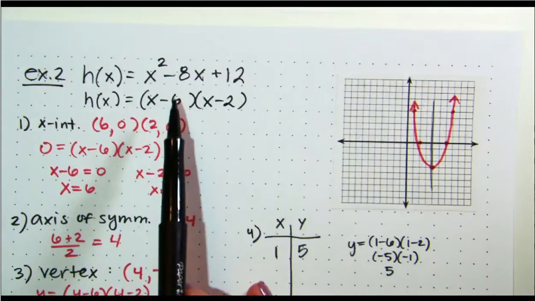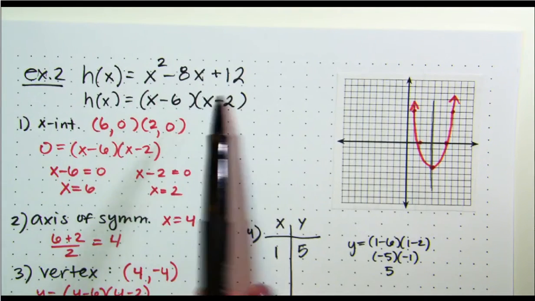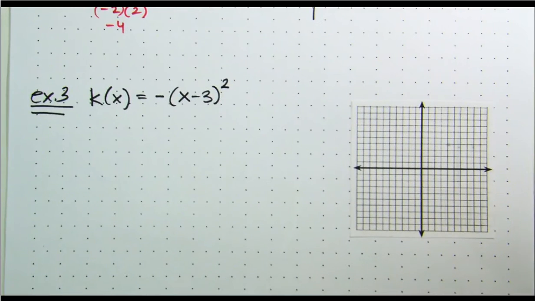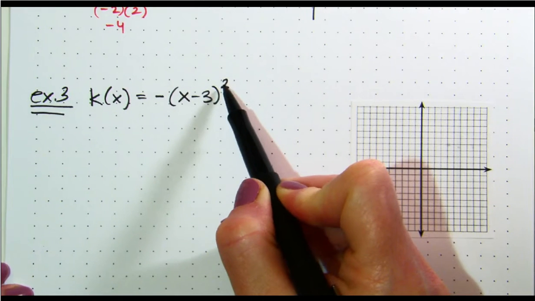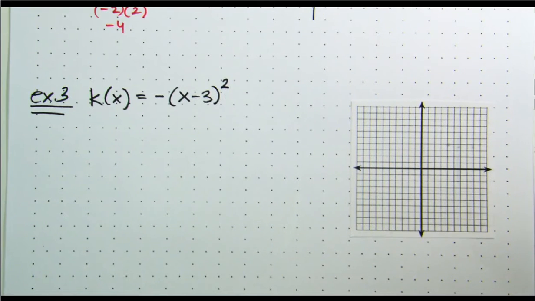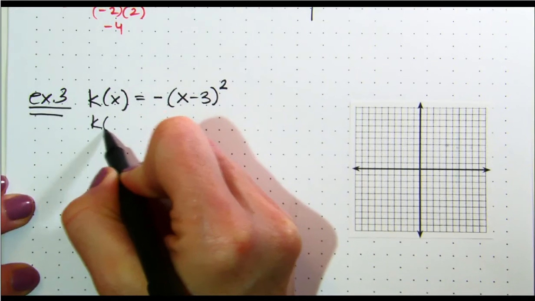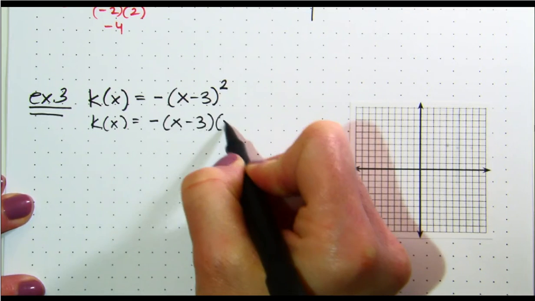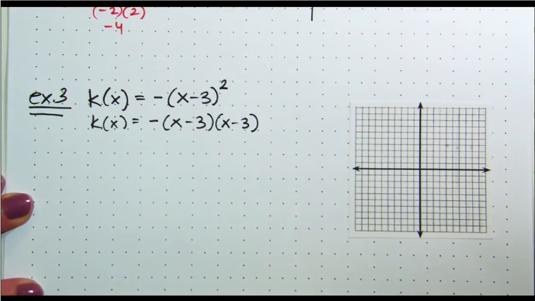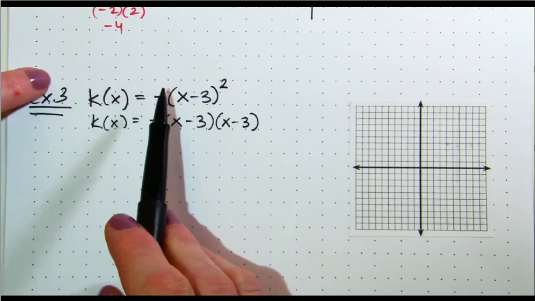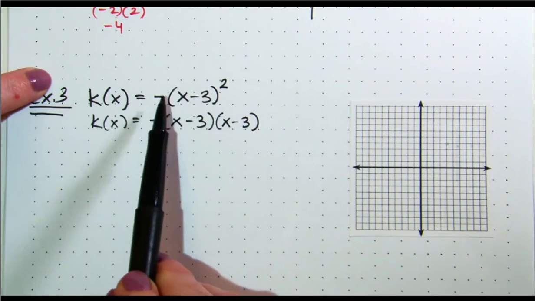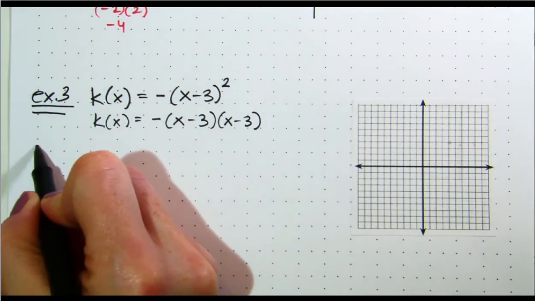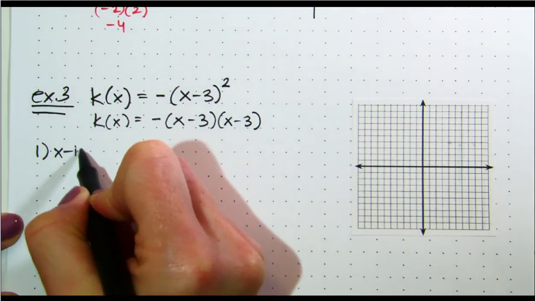You've been seeing two binomials, right? And we don't have that here on first glance, but we actually do, because anytime I have something squared, that means it's multiplied by itself. So what I'm really dealing with here is x minus 3 times x minus 3. The negative is not squared because it's not in the parentheses. It's on the outside. The base is x minus 3. Okay? All right, so step 1, x-intercepts.